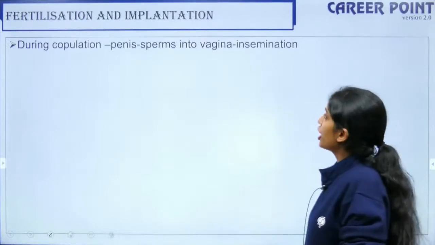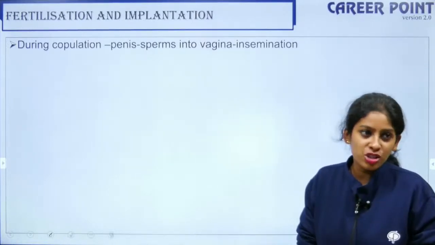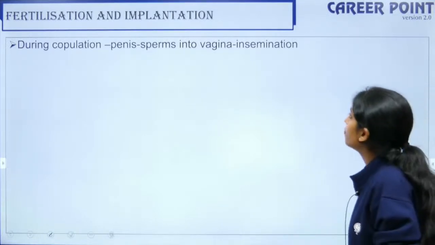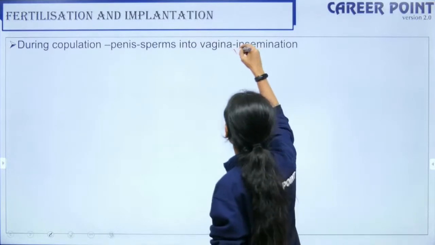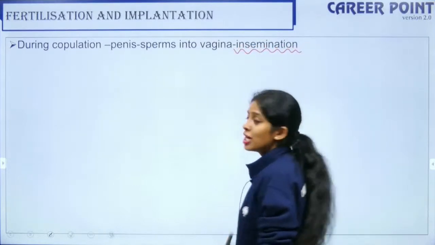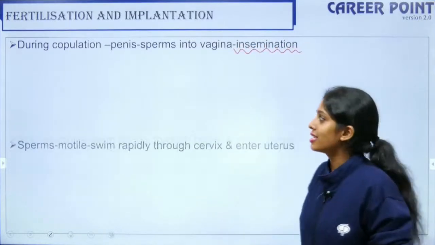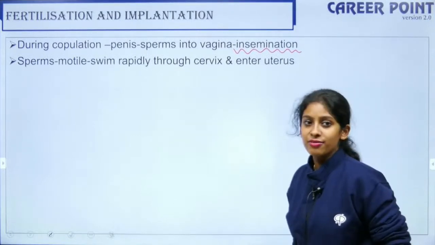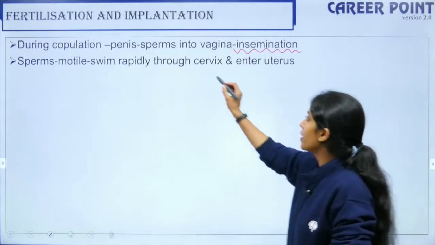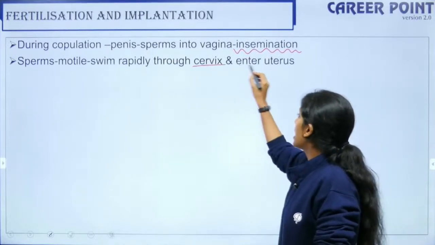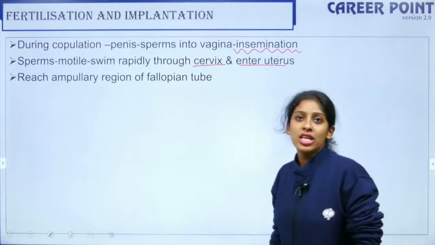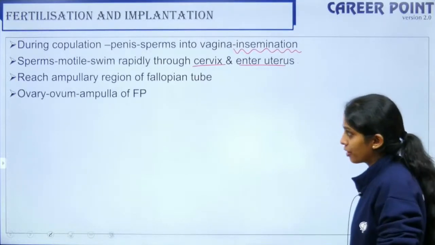So during copulation, the external male genitalia, that is the penis, releases the sperms into the vagina, and this process is known as insemination. So after gametogenesis, it is insemination, right? The sperms which are motile enough swim rapidly through the cervix region of the female and then enter the uterus. So they quickly reach the ampullary region of the fallopian tube.